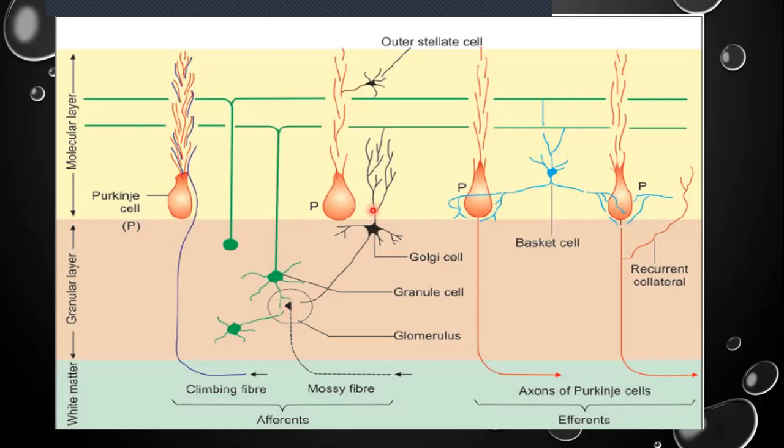Then it will send its axon to the molecular layer, and it will synapse with the axons of the granule cells. Then this is the sole output of the cerebellar cortex, the axons of the Purkinje cells. Then they will go to the cerebellar nuclei. Then the cerebellar nuclei will send their efferents to other parts of the brain.